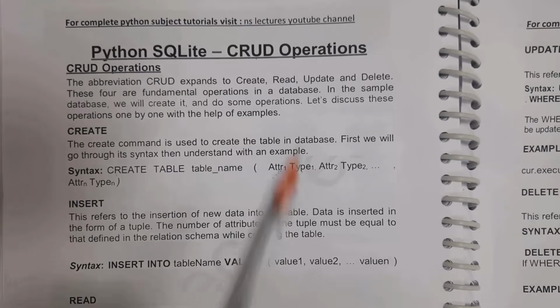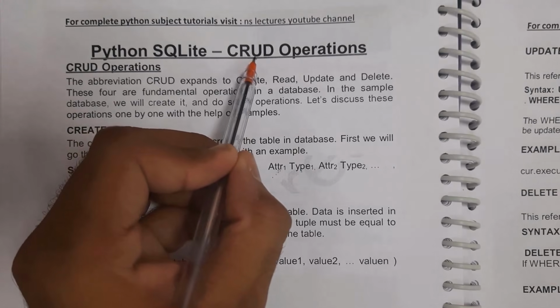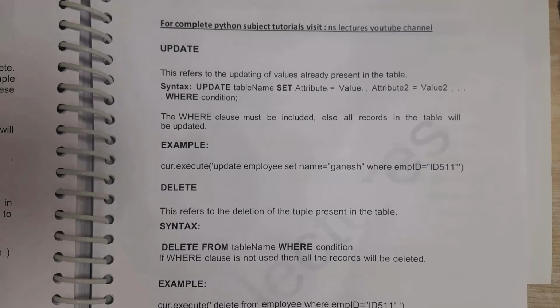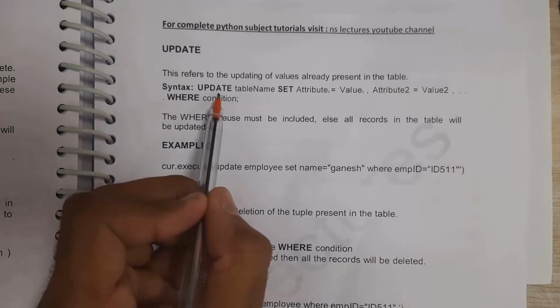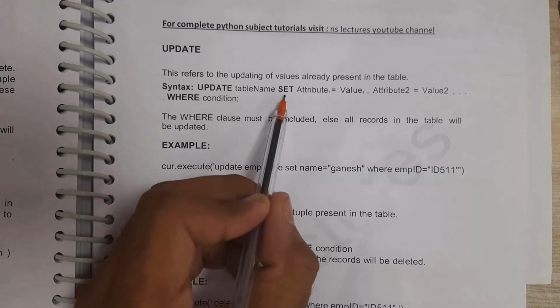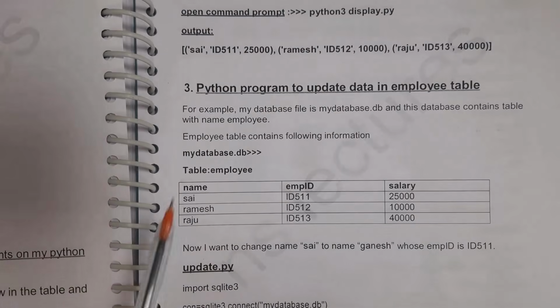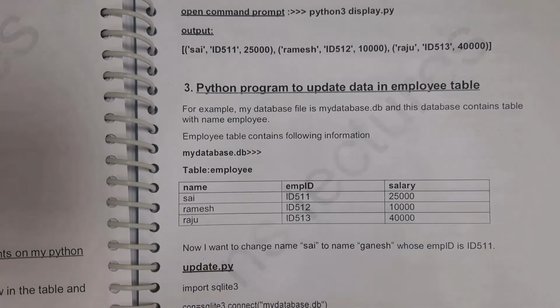Next, we use update. Update is nothing but updating values that are already present in my table. Guys, this is the syntax in order to update values that are present in my table. At first you need to write the update command and table name. Here you need to write set, and here you need to give the values which you want to change. Guys, this is a program in order to update data which is present in the employee table.